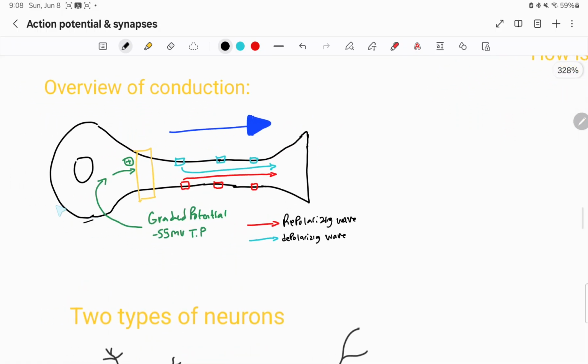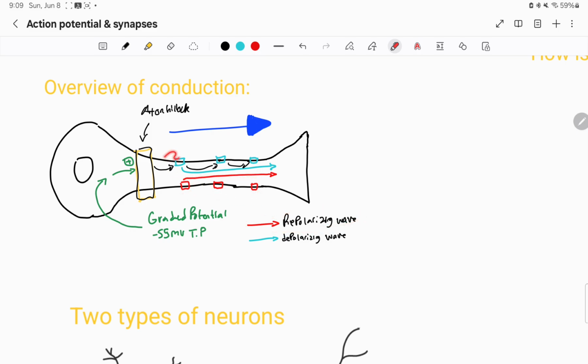So graded potentials will bring us to threshold potential, which is negative 55. And right here in this portion of the neuron called the axon hillock, the action potential starts, okay? And that action potential will keep spreading throughout the membrane, and you'll notice a depolarizing wave that will look like this. So these guys in blue are the sodium voltage-gated channels that are responsible for the depolarizing wave. And then following right behind it is the repolarizing wave caused by the potassium voltage-gated channels.